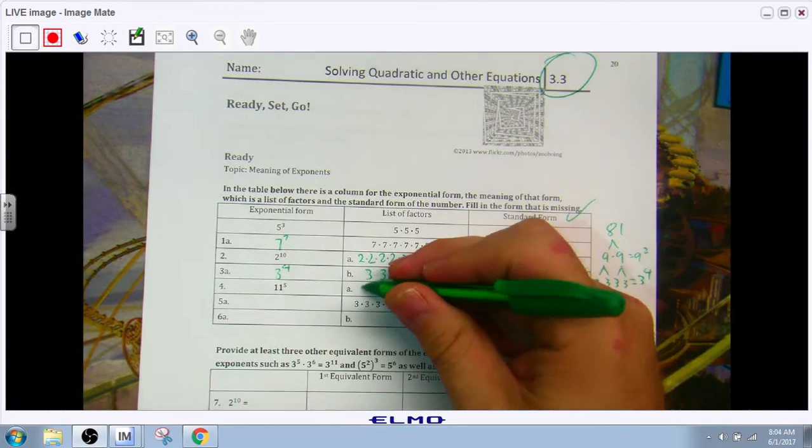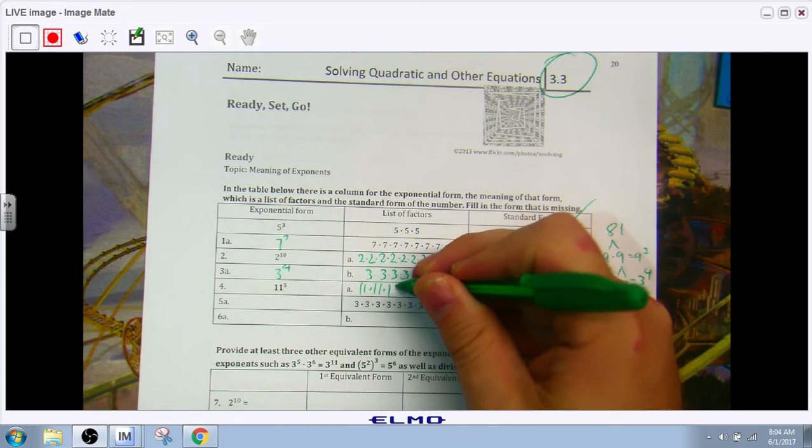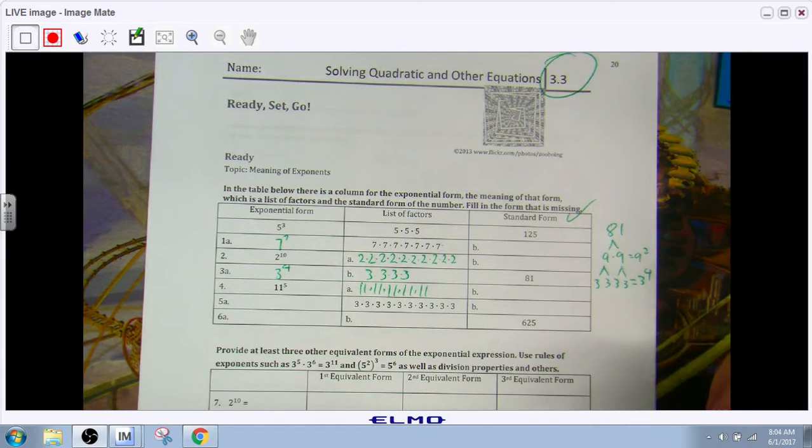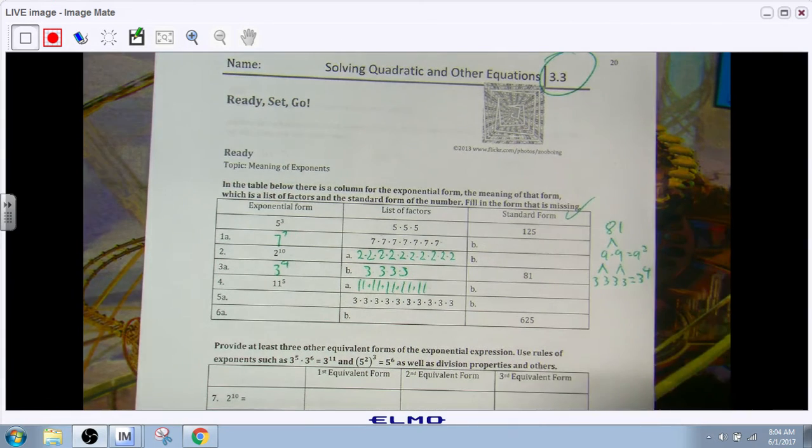11 to the 5th is 1 11, 2 11s, 3 11s, 4 11s, 5 11s. Sweet. And so on and so forth.